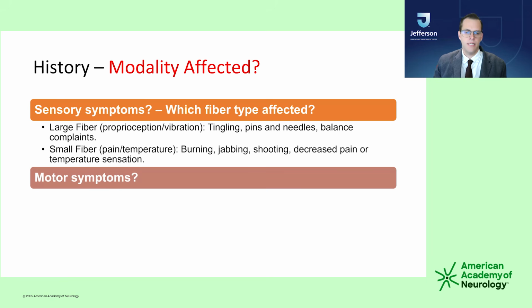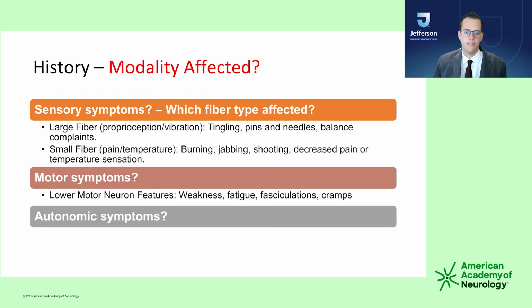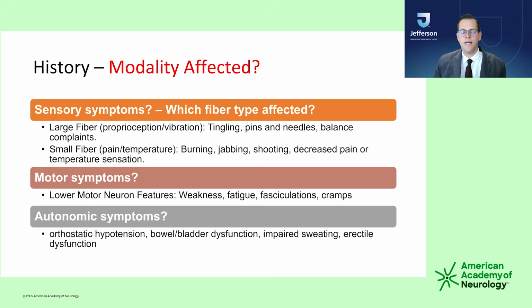For motor symptoms, you'll search for lower motor neuron features such as weakness, fatigue, fasciculations, and cramps. And for autonomic symptoms, you're going to search for orthostatic hypotension, bowel and bladder dysfunction, impaired sweating, and/or erectile dysfunction.